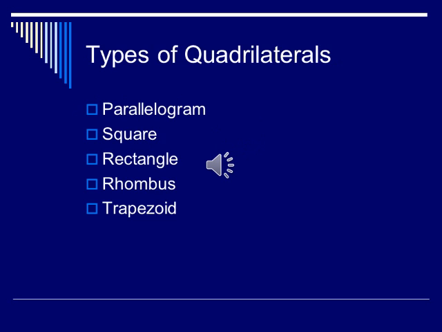During the lesson, we'll talk about different types of quadrilaterals. The first one is parallelogram, square, rectangle, rhombus, and trapezoid.